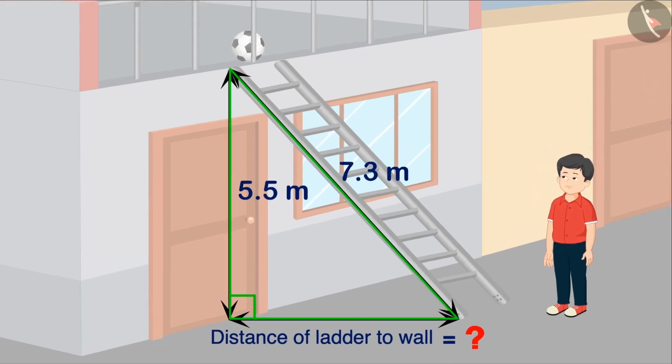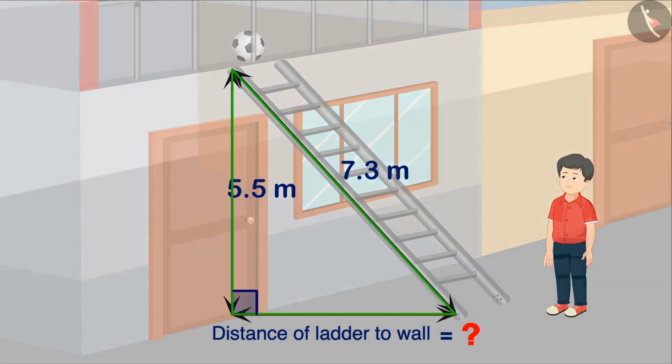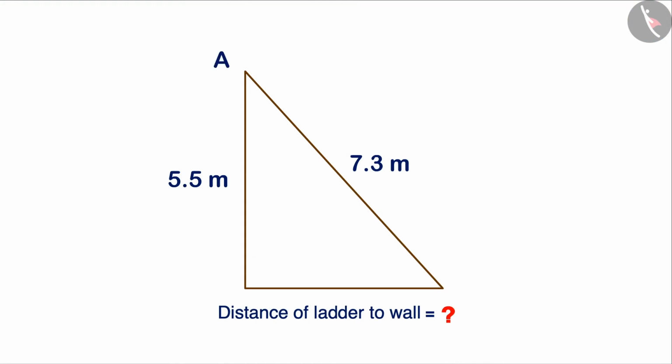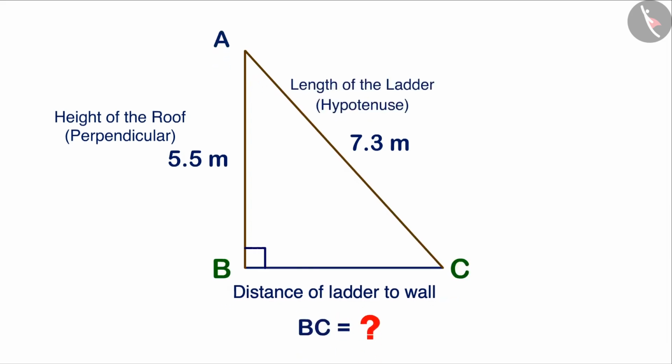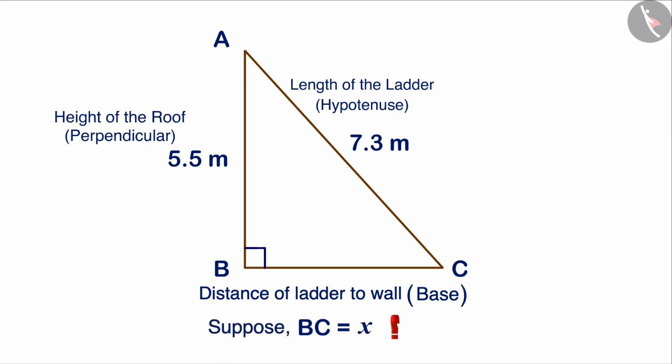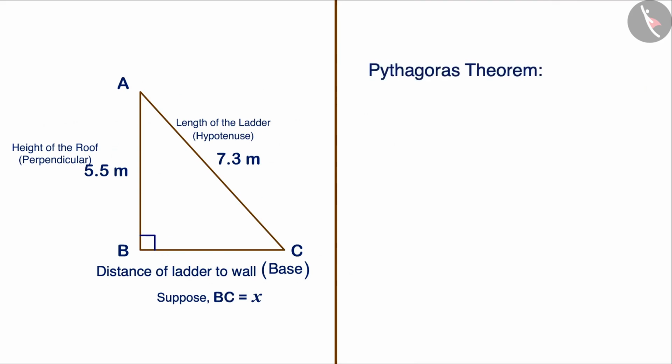If we look at the figure carefully, we will see that a right triangle is being formed here. Let's name it triangle ABC. Here, AB is the height of the roof, angle B is a right angle, and AC is the hypotenuse of this triangle. Here we have to find the length of BC, which is the base of this triangle. Suppose its value is x. How do we find the value of x?